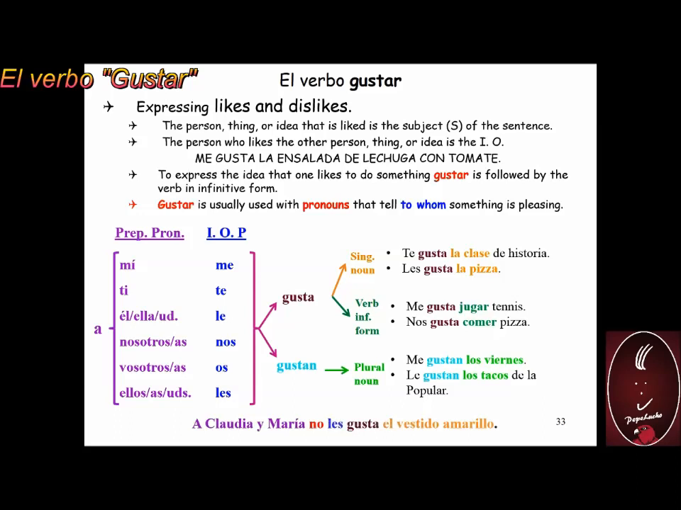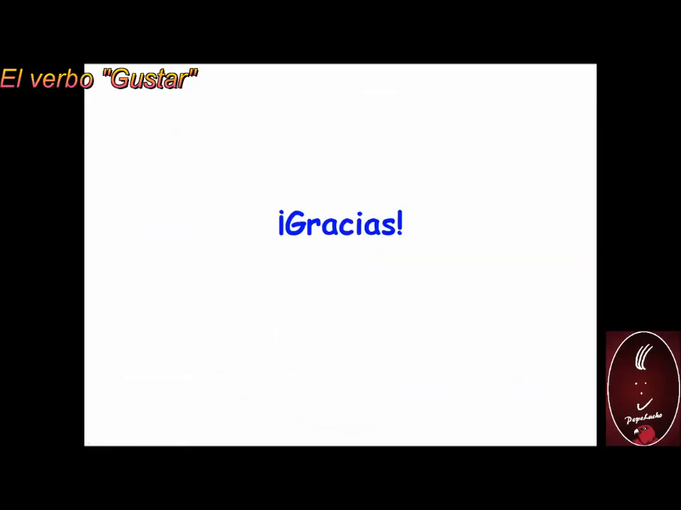So those prepositional pronouns can be replaced for the noun. For instance, I can use a Claudia y a María no les gusta el vestido amarillo. So Claudia y María, those nouns can be replaced for ellas. So I can say, a ellas no les gusta el vestido amarillo. So if we want to express something that we do not like, we can use the negative word no before the indirect object pronoun. That's the way we use the verb gustar to express likes and dislikes. Gracias.